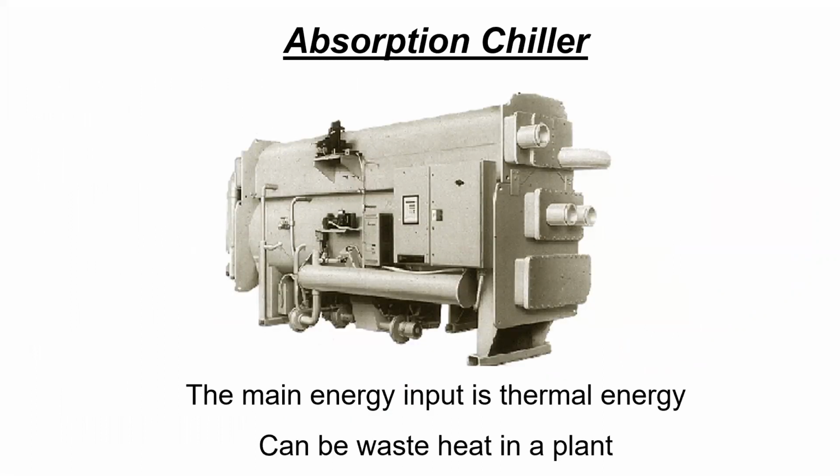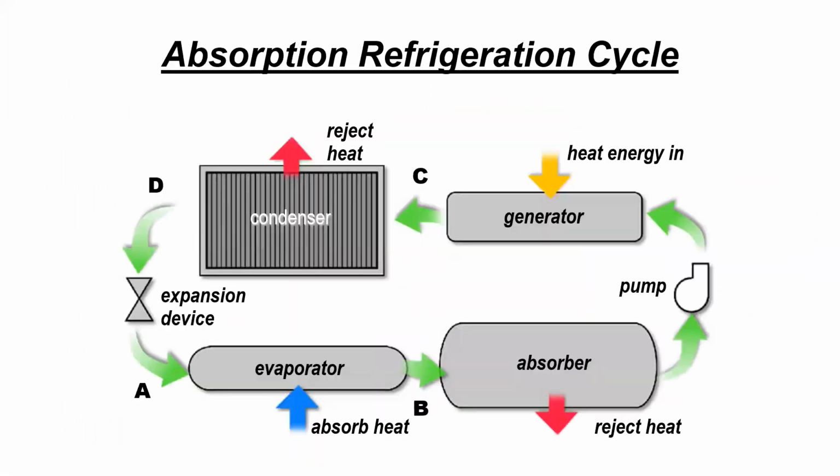We also have the absorption chiller, where the main input is thermal energy. It could be coming from waste heat in a system or steam. The way they work in a simple scenario is that you are replacing the compressor in a refrigerant cycle with these three components: generator, pump, and absorber. So these three items on the right-hand side replace your compressor. Otherwise, the condenser, expansion valve, and evaporator are the same.